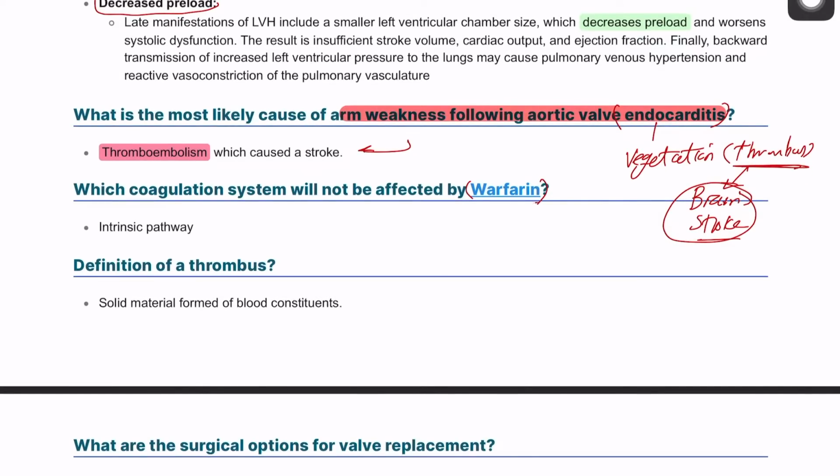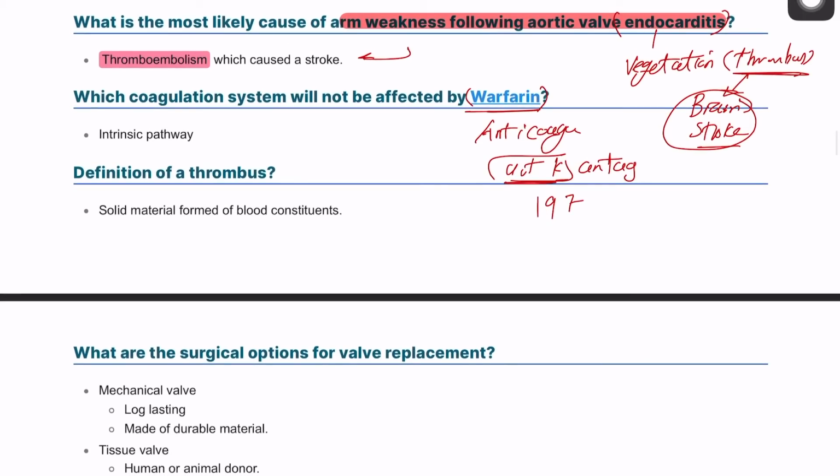Warfarin is an anticoagulant medication that is called a vitamin K antagonist. The vitamin K dependent factors are 1972, so factors 10, 9, 7, and 2. These factors are mainly in the extrinsic pathway, so the pathway that will not be affected by warfarin will be the intrinsic pathway.